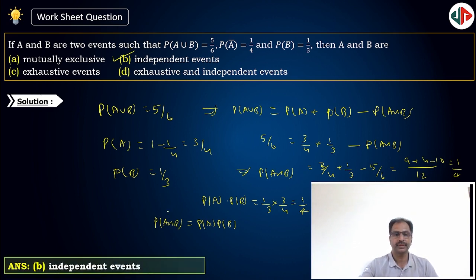If P of A intersection B is equal to P of A into P of B, then the events are independent.